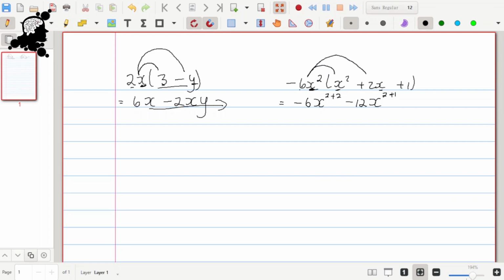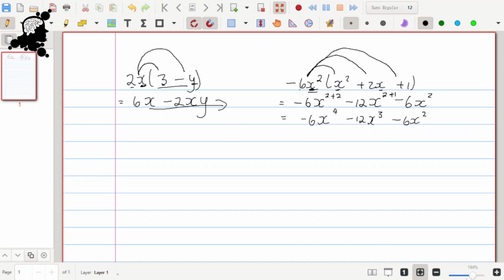We know that if a variable or a number does not have an exponent, we always assume the exponent to be 1. Next step. Multiply the term with the last term. So, negative 6x squared times 1. This is going to be negative 6 times 1, negative 6. I've got x squared, but I've got no variable there, so I just bring down the x squared as it is. Wonderful. We can now simplify by adding our exponents. So this is negative 6x to the power 4 minus 12x to the power 3 minus 6x to the power 2.